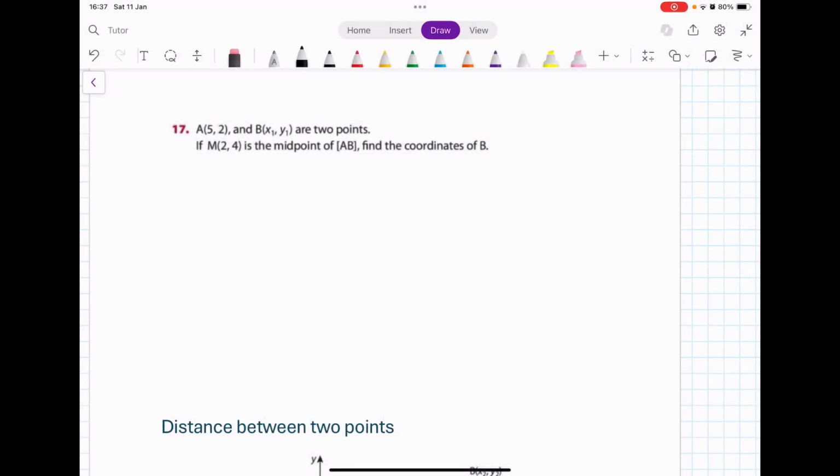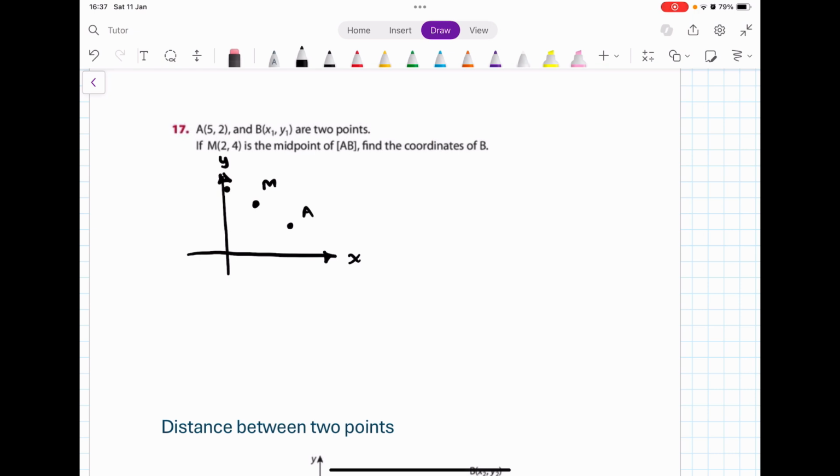What about another example where we're working backwards? Instead of being given 2 points and finding the midpoint, you're given 1 point, A, and another point, M. Let's plot these out on the coordinates. You're given the point A, which is (5, 2), so roughly here. This is the x-axis, this is the y-axis. The midpoint is (2, 4), so somewhere here. This is the midpoint, this is A, and we're told that B is unknown.